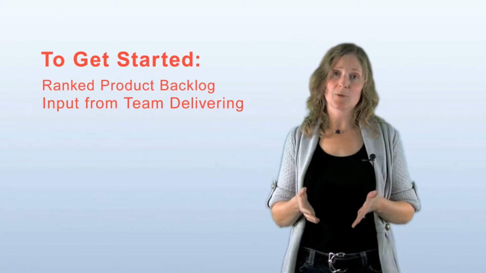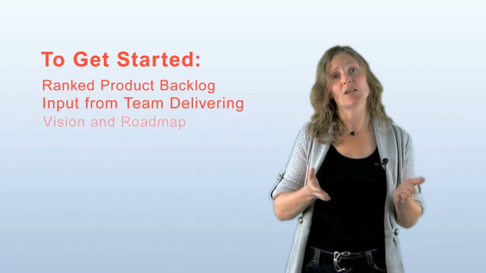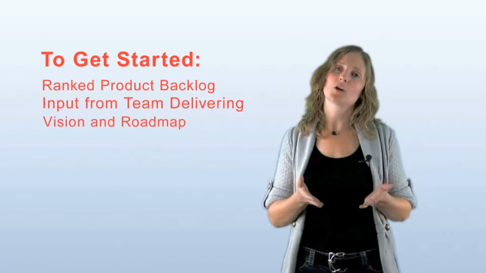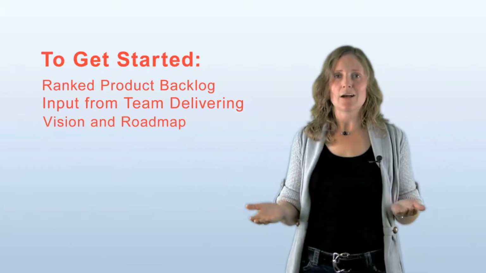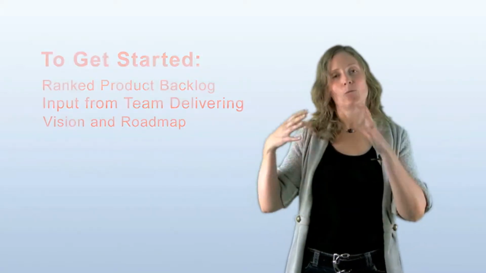In addition to a ranked product backlog, you also need a vision and a roadmap that reflect the market and organizational objectives that you will be trying to achieve. So now you've got what you're doing there and what you need to get started. So what's the agenda for this meeting?